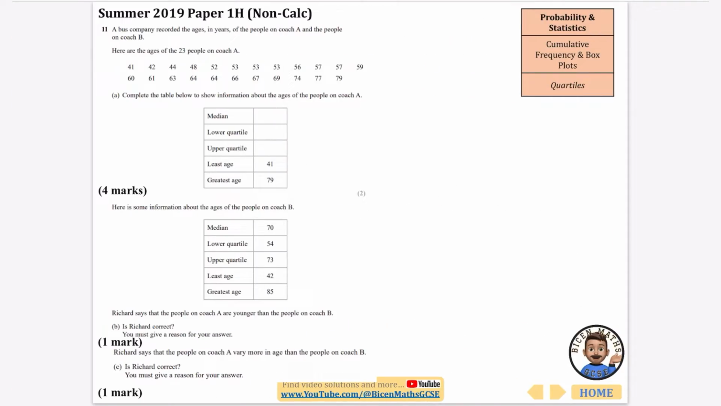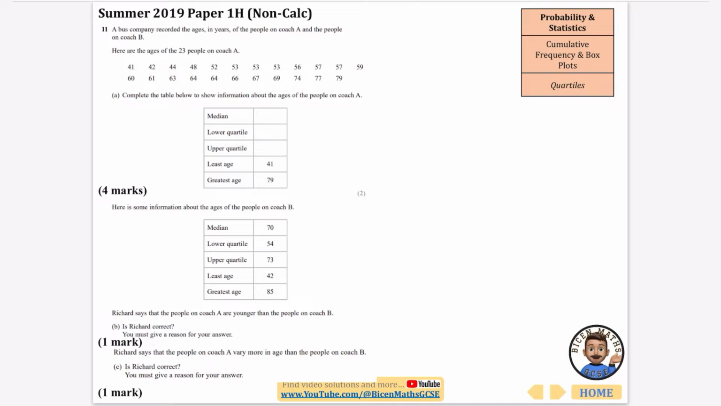Okay, so for the part that we've got here, it says, from a non-calculator paper, the topic is quartiles. A bus company recorded the ages in years of the people on coach A and the people on coach B. Here are the ages of the 23 people on coach A. Complete the table below to show the information about the ages of the people on coach A. Well, they've already done the least age and the greatest age for us, so we're just going to find the median and the quartiles.